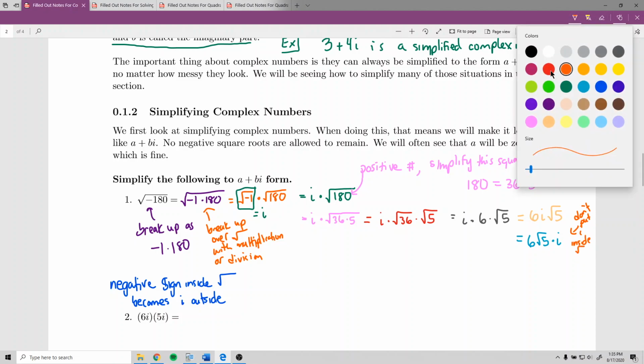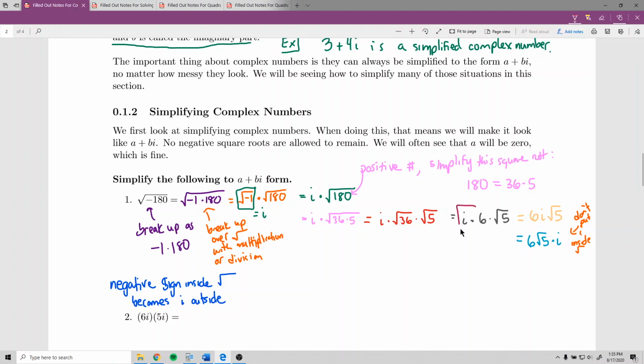Okay, but all three of these last ones are correct. The only square root that's left is having 5 inside, and that cannot be simplified. You just choose whichever one you're most comfortable with and do it like that.